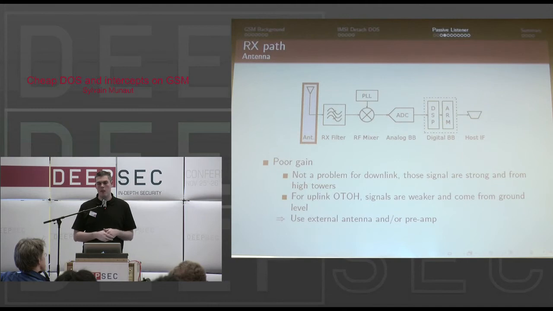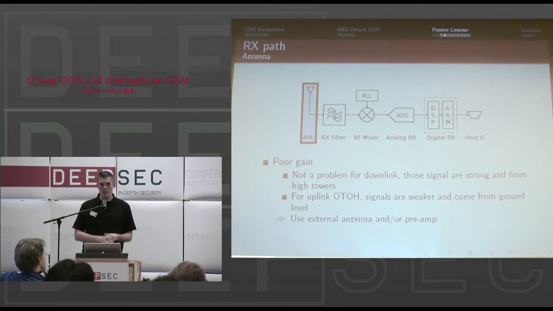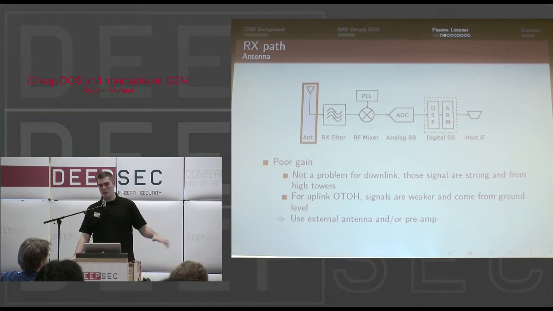It's also placed very high above the ground. It has great antenna, so receiving it is really not a problem. On the other hand, if you're trying to receive the phones themselves, they also have poor antenna. They only transmit like 1 watt maximum, and that's only if the BTS doesn't tell them to transmit less power. And also they're at ground level, so receiving them is much harder.